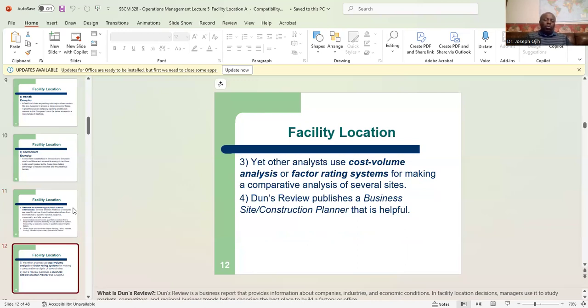Then another way, you can use quantitative methods like cost volume analysis and factor rating system to make comparative analysis. That is the area we'll be focusing on. Another one, if you don't have money to do all this, there is one that we call Dun's Review that publishes business sites, construction plans. Dun's Review is a business report that provides information about companies, industries, and economic conditions. So you can buy a copy or subscribe, and for any place you want to start a business, put the place name or number there. It will give you all the information that you should have as a subscriber. Okay.